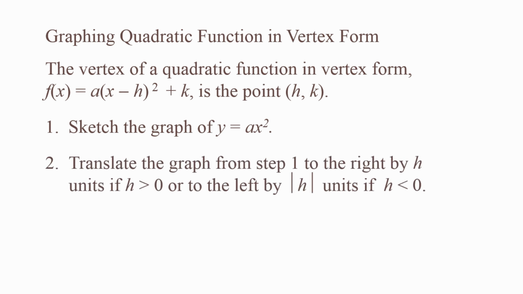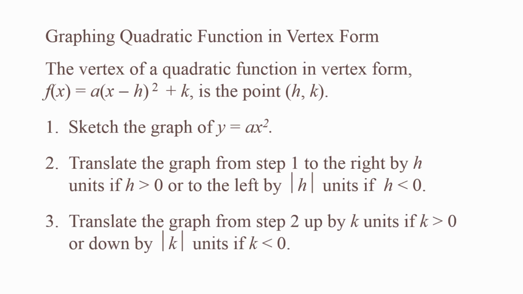Translate the graph from step 1 by h. If h is positive, move it to the right. If h is negative, move it to the left. Translate the graph from step 2 by k units. If k is positive, move it up. If k is negative, move it down.